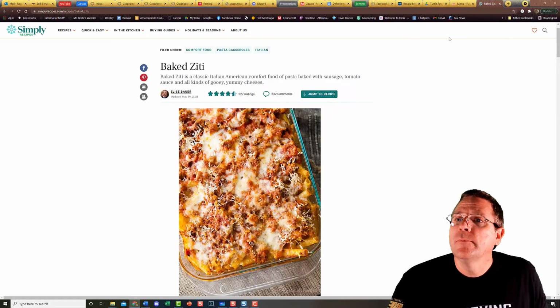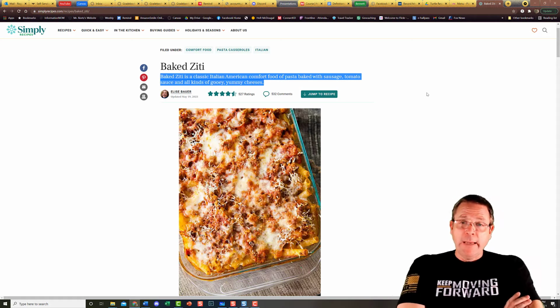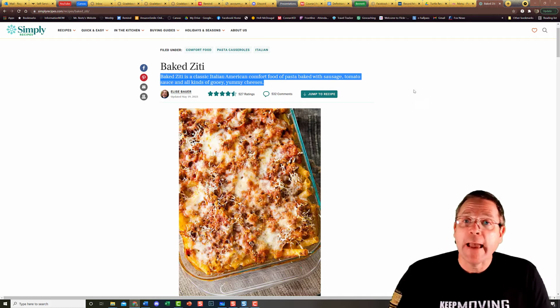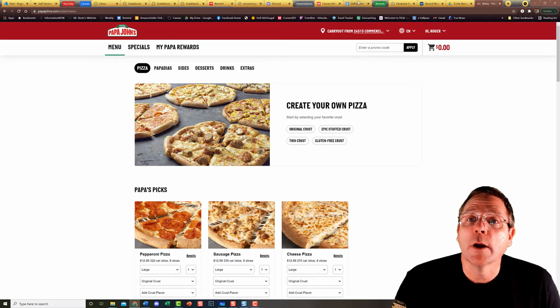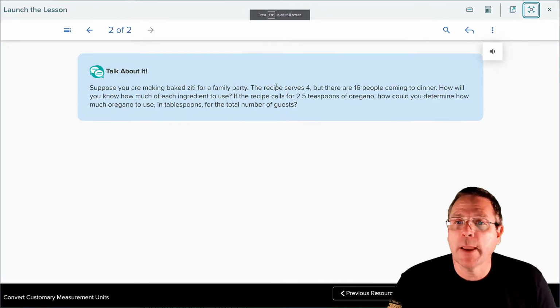A ziti is this. It says it is a classic Italian-American comfort food of pasta baked with sausage, tomato sauce, and all kinds of gooey, yummy cheeses. Yep, okay, that sounds pretty good to me. So we're going to close that, and we're going to go back to our lesson, expand our screen, and keep reading.